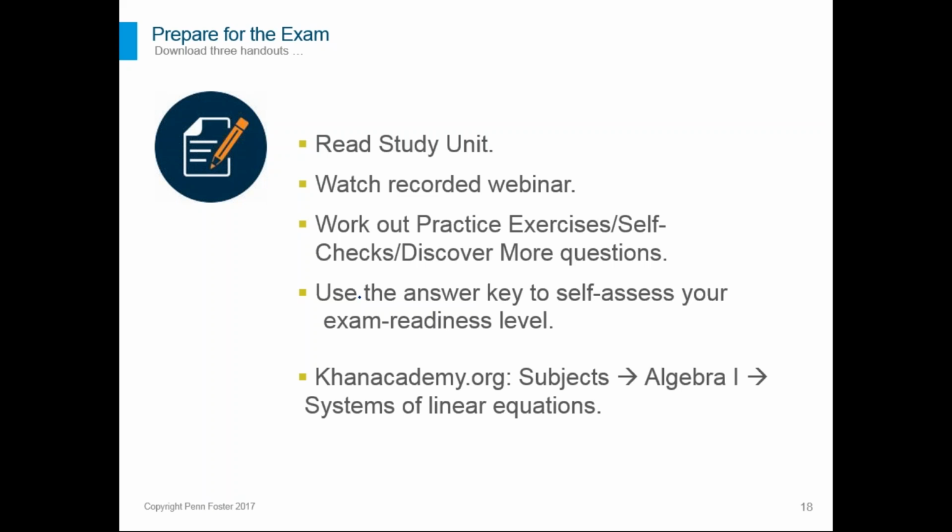So keep a notebook, do the self-checks or the practice questions or discover more, whatever they're called in your unit, do them, check your answers with the answers provided. So we provide the answers for those questions so you're able to assess yourself without having to wait for us to be in office to ask us what is wrong with my answer.